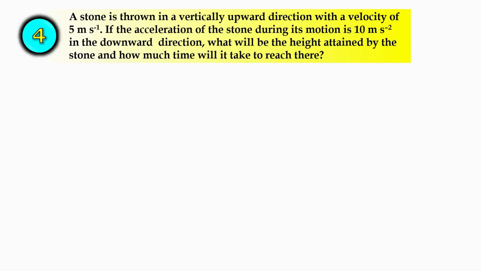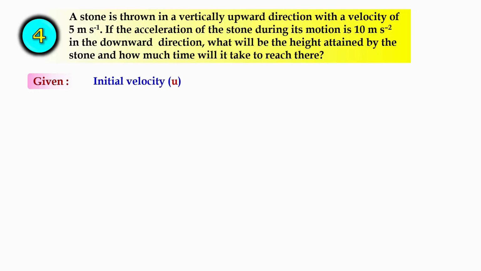Now let us solve the fourth numerical problem. A stone is thrown vertically upward with a velocity of 5 meters per second. During its motion, the acceleration due to gravity is 10 meters per second squared in the downward direction. We need to find two things. First, the maximum height attained by the stone. Second, the time taken to reach that height.